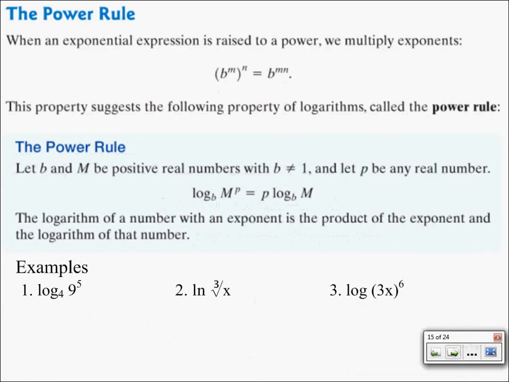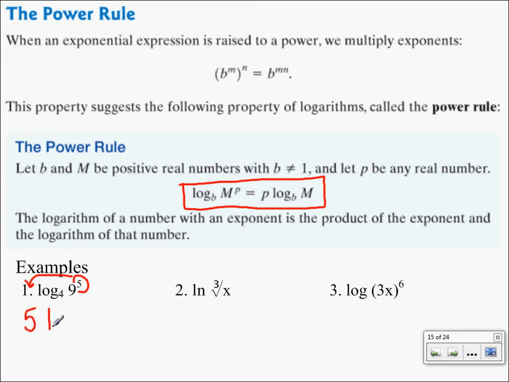Looking at the next slide, we're going to look at the power rule. And the power rule defines the following, where we have log base b of m to the power of p equals p pulled out in front, times log base b of m, where b and m are real numbers, b is greater than 1, and p is any real number. So with our examples, we have log base 4 of 9 to the 5th. So we can actually take the power of 5, pull it out in front, leaving us with 5 log base 4, and then leave our 9 there.